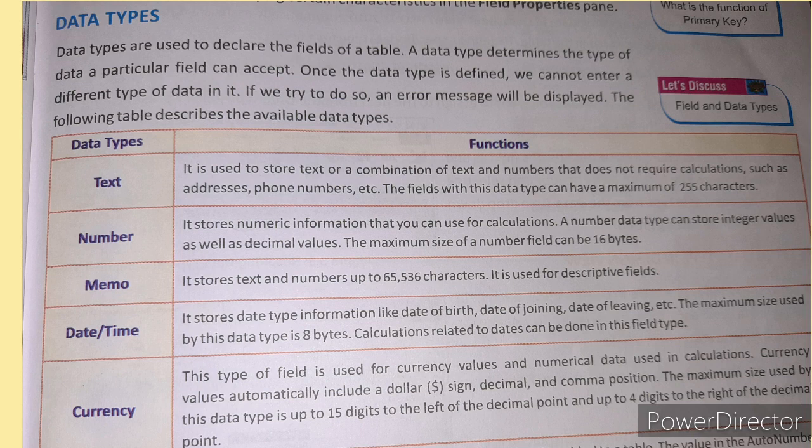Here one table is there. It describes the different data types. Here we have the different data types, children, and we should learn now what those data types are and their functions. The first data type is text.